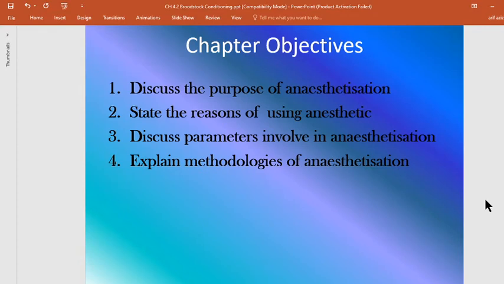At the end of this chapter, you'll be able to discuss the purpose of anesthetization. You'll be able to state the reason for using anesthetic. Then you'll be able to discuss parameters that are involved in anesthetization and also explain the methodologies of anesthetization.